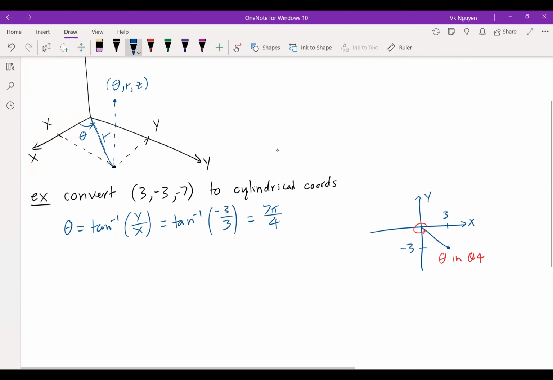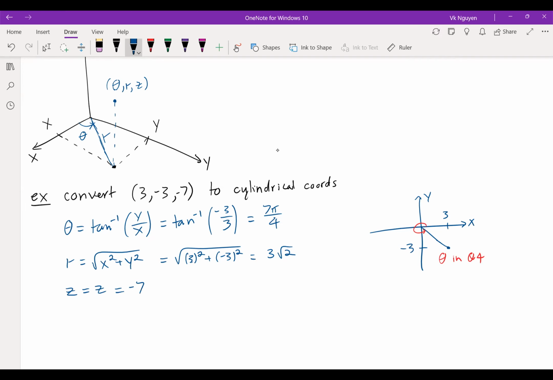And then next is the radius r. Well, we all know radius is the root of x squared plus y squared. Root of 3 squared plus (-3) squared, and so this would be 3 root 2. Okay. Well, what about z? Z is the same, right? Z is just z, x, y, z. So z here is the same as the z in the rectangular coordinate. So that would just be -7.